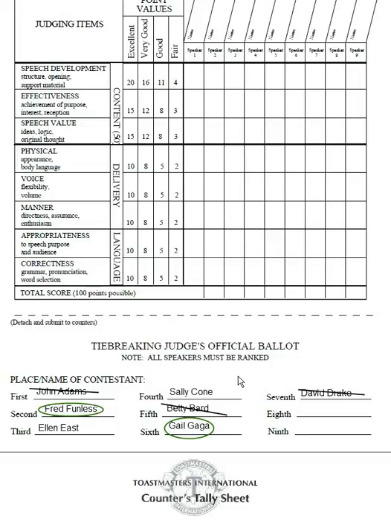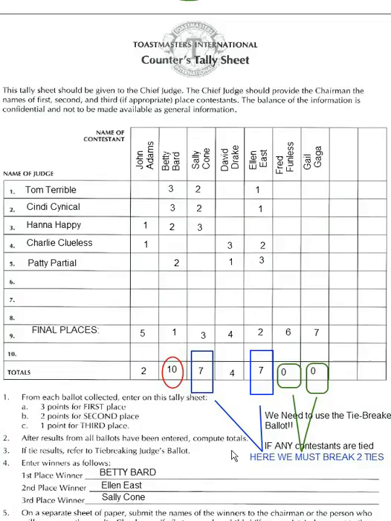In our tiebreaker judge ballot, Fred Funless is second, Gail Gaga is sixth. It doesn't matter which position they're in, it just matters among the tied contestants who is ranked higher on the tie-breaking ballot. In this case, it's Fred. So Fred wins the tie for sixth place over Gail because he's ranked higher on the tie-breaking judge ballot.